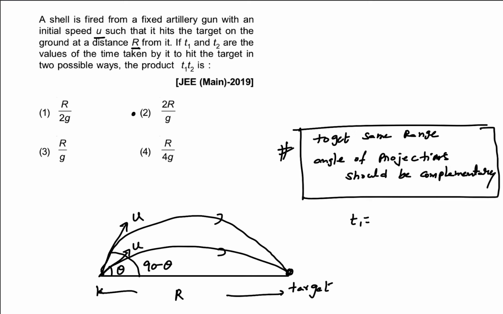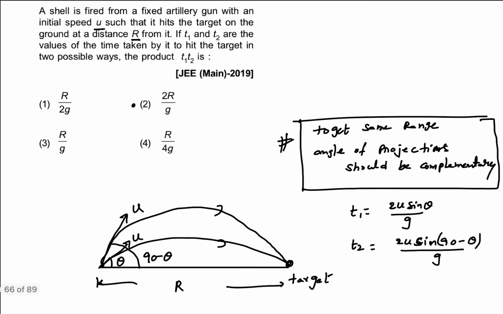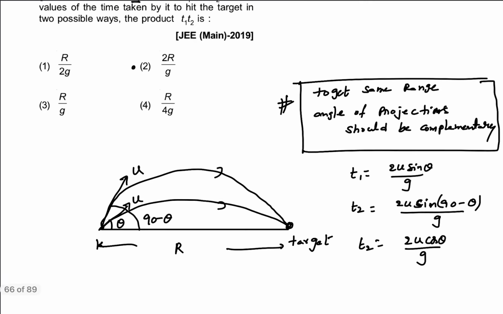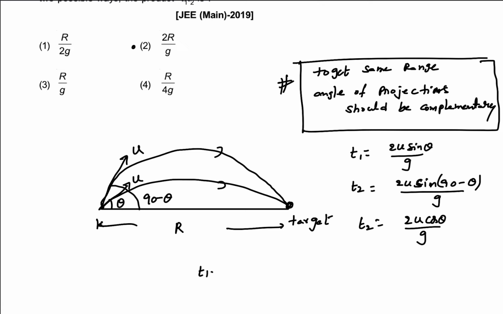In the first case, t1 is equal to 2 into uy by g, that is 2u sin theta divided by g. The t2 value can be written as 2u sin of 90 minus theta divided by g. That can be written as 2u cos theta divided by g. This is my t2. If you multiply both, why? Because they are asking t1 into t2. t1 into t2, we can write as 4u square sin theta cos theta divided by g square.